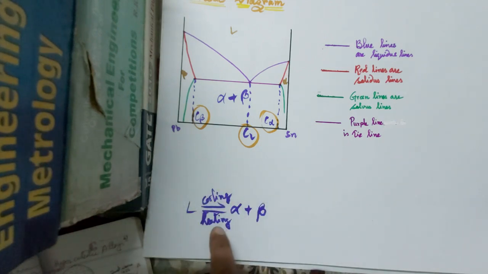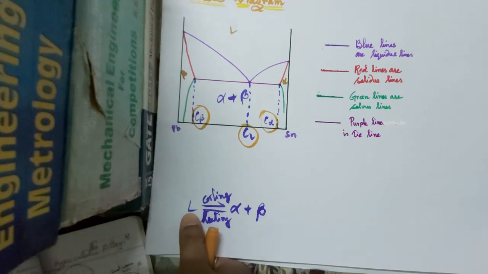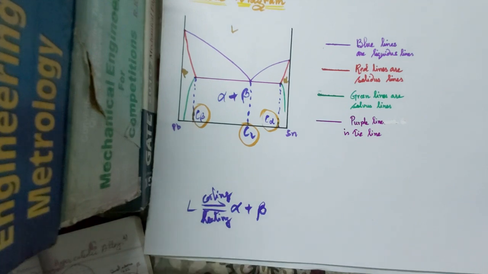So this is the eutectic reaction. Here we have written cooling and heating. This cooling and heating does not mean lowering or increasing the temperature. Heating means we are adding the latent heat, and cooling means we are removing the latent heat. So by cooling, we can change the state from liquid to solid, and by heating, or adding the latent heat, we can convert this solid state into liquid state.